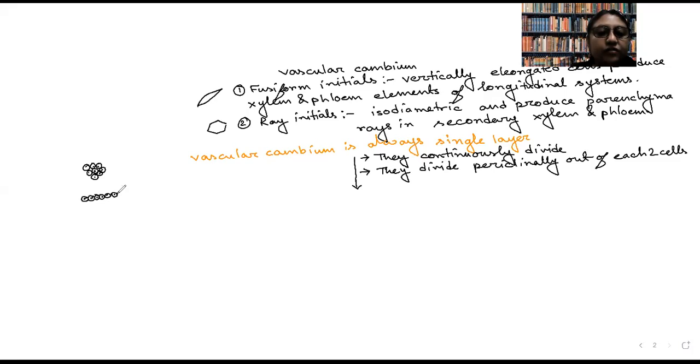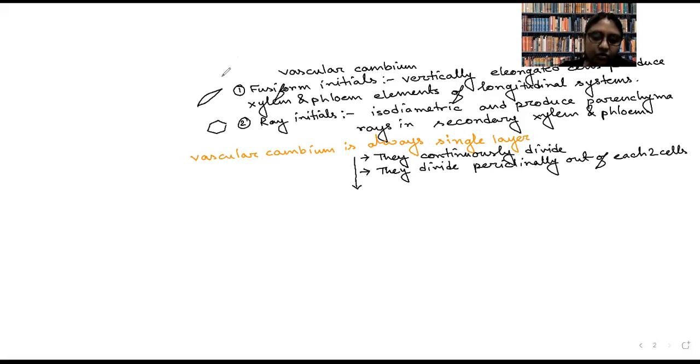Look at how it is dividing. Such type of division will not produce a mass of cells. It will not be an aggregate of cells. It will produce what? A plate. So such division is called periclinal division. So this is how periclinal division takes place. So vascular cambium is always a single layer and it will divide periclinally out of each 2 cells.